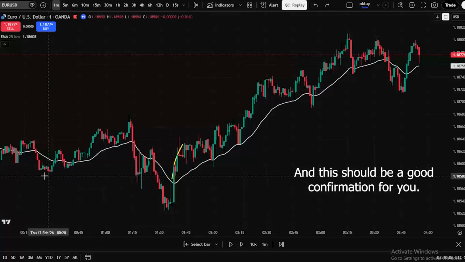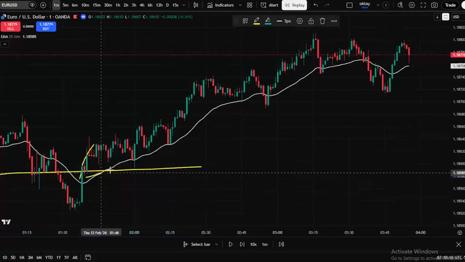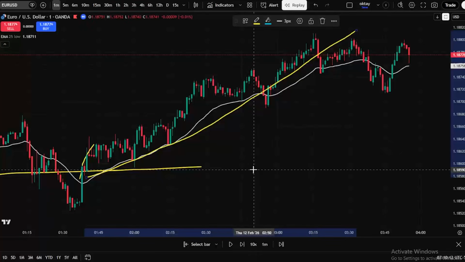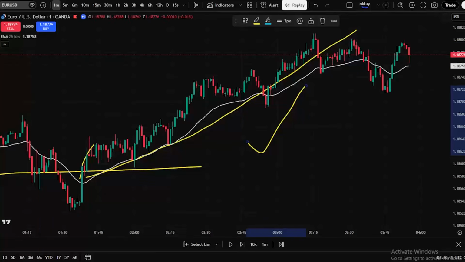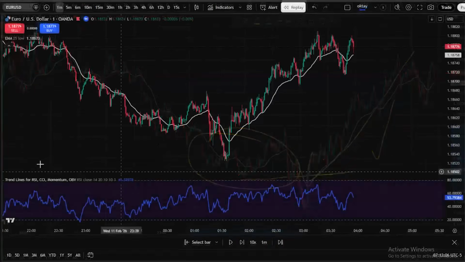One more important point. It's not just the price position relative to the EMA that matters. The slope of the EMA is also important. If the EMA is steep and clear, it means there is momentum. But if it is flat, the market is probably in a range and the signals are weaker.